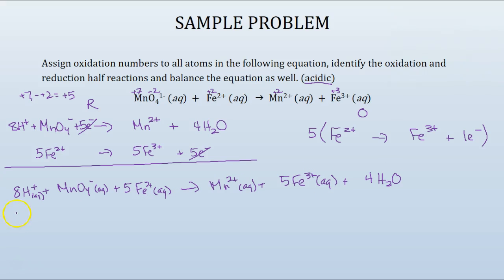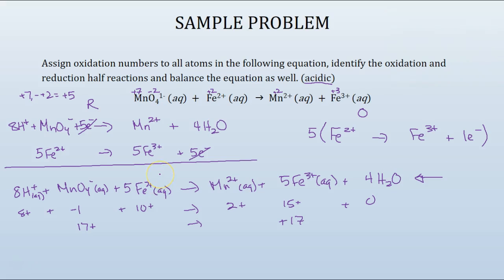So that's all good. I have 8 positive here, plus a 1 negative here, plus a 10 positive here. So that's a total of 17 positive charge. On this side I have a 2 positive, plus 5 times a 3 positive, that's a 15 positive, plus 0, because there's no charge there. That's a plus 17 as well. So now our charges are the same, our numbers are the same, so this is the balanced equation right there.